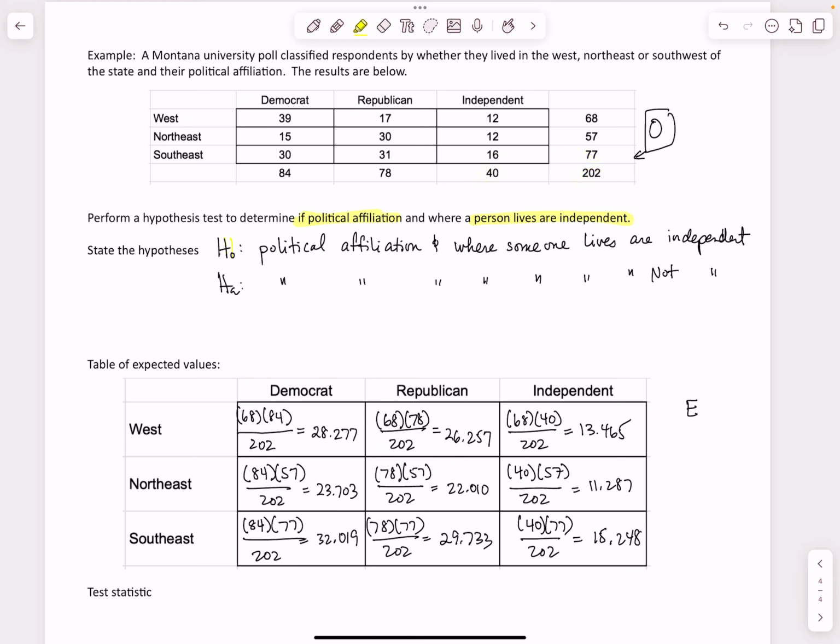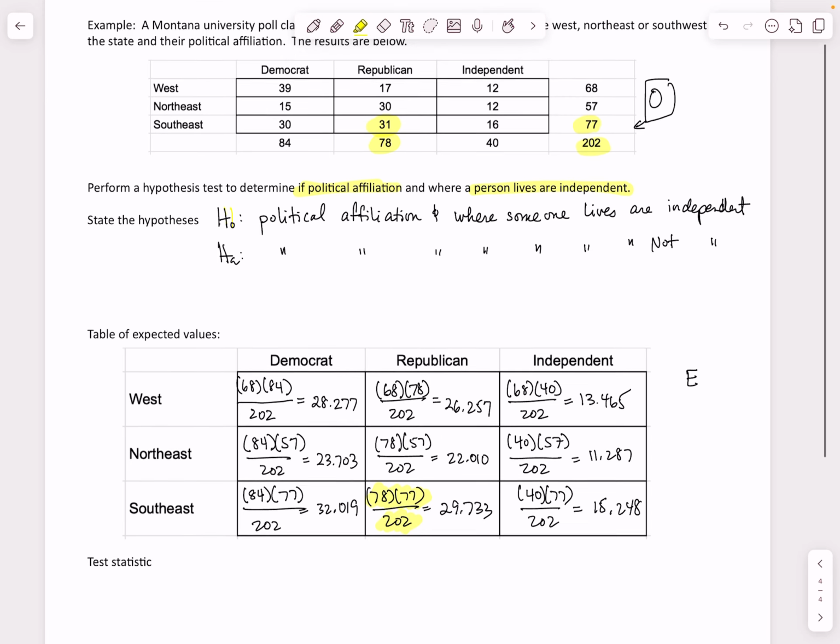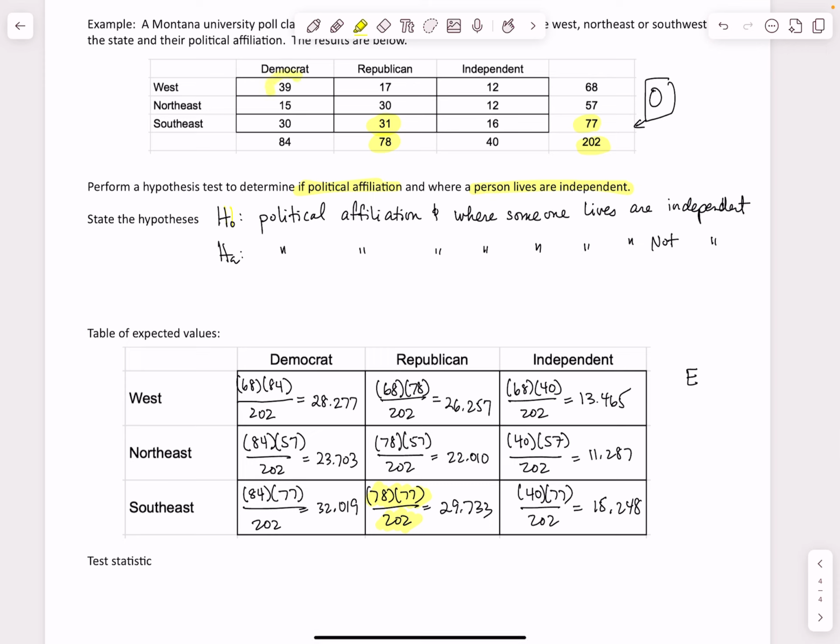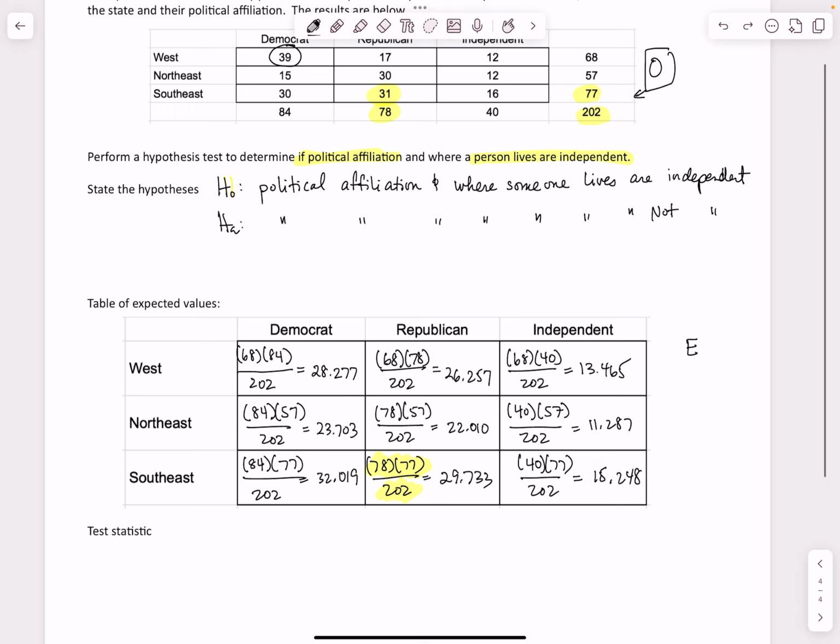I'll leave one highlighted for reference. So say we want this one here. That's where I'm getting the 78, the 77, and the 202. I'll leave that one highlighted. So then we have to do the same thing we did before. I have to take the observed of 39, subtract its expected of 28.277. So I want to do 39 minus 28.277, square it, divide by 28.277.